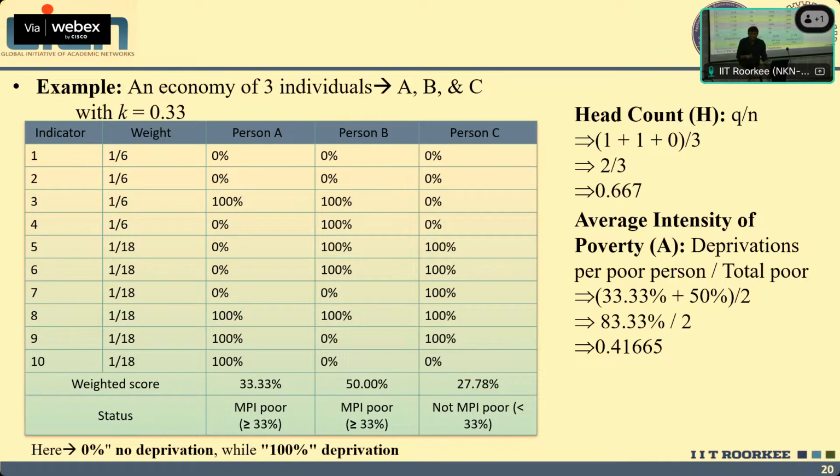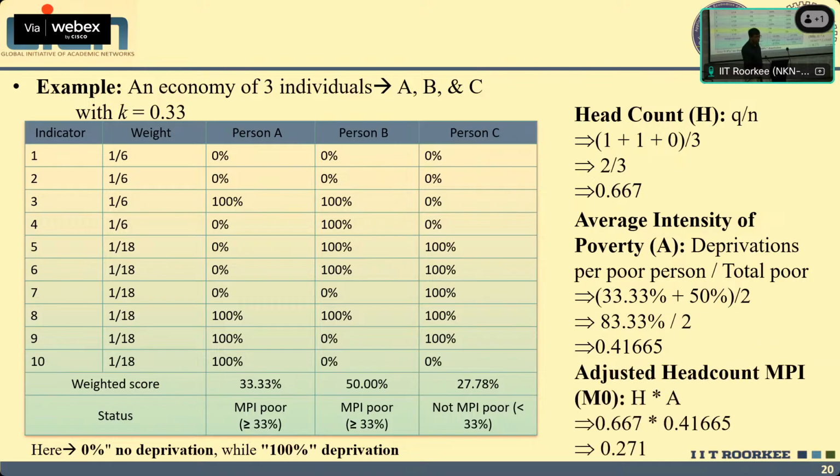So for the first two, the average intensity is all about the A. We are going to use it. So 33.33% plus 50% divided by 2. So precisely our value is 0.41665. Okay. Is there any trouble here?